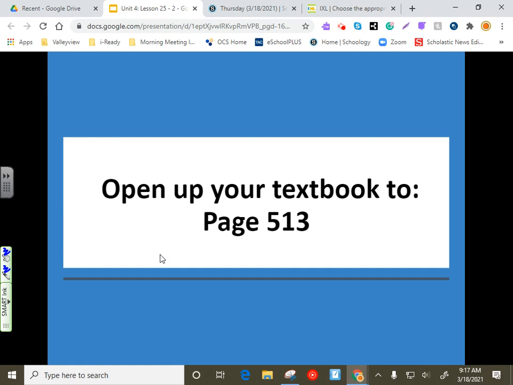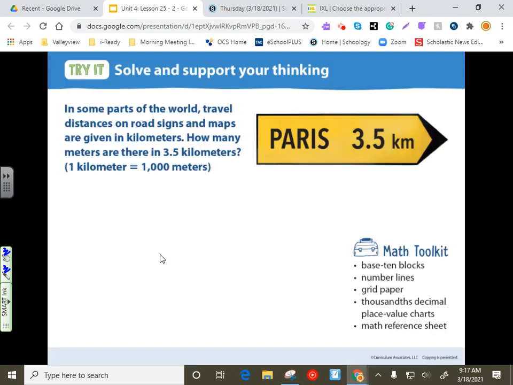And do the same here. Okay. So in some parts of the world, travel distances on road signs and maps are given in kilometers. That's what this KM over here stands for. And I'll just write it right above here. Obviously, you're used to saying things in miles here in the United States, but the kilometer is part of the metric system, and it's a little easier to convert with that because you're just shifting your decimal point or moving your numbers into different place values. So let me show you how that works.